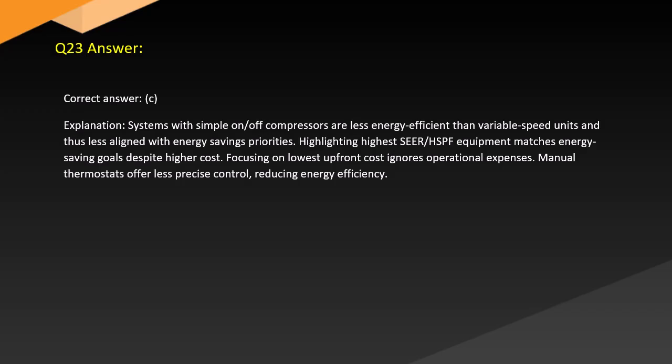Answer. Correct answer: C. Explanation. Systems with simple on-off compressors are less energy efficient than variable speed units and thus less aligned with energy savings priorities. Highlighting highest SEER equipment matches energy saving goals despite higher cost. Focusing on lowest upfront cost ignores operational expenses. Manual thermostats offer less precise control, reducing energy efficiency.